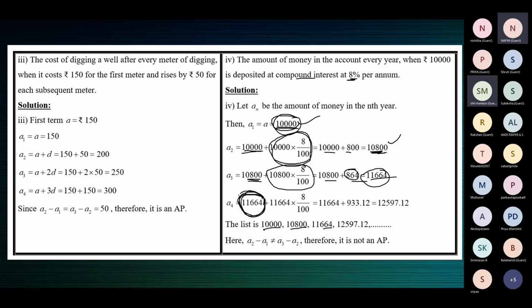So this is your money in the bank, and on this you will get 8% interest. This is the interest calculation. 8% of 11,664. This is the interest portion. So we have generated the first, second, third, and the fourth terms of the sequence. And when you find A2 minus A1 and A3 minus A2, you will see that the difference is not the same. So this sequence does not form an AP. This list of numbers does not form an AP.